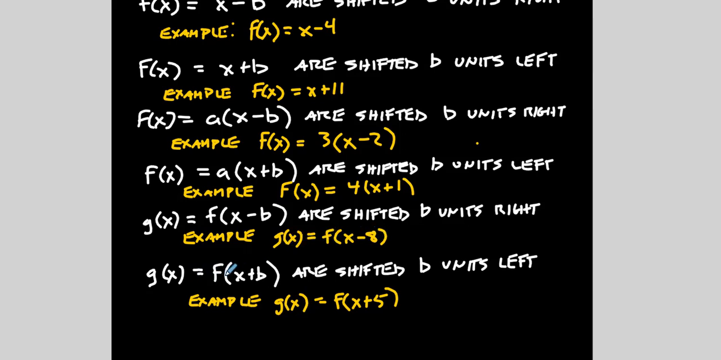And then g of x equals f of x plus b would be shifted b units left. An example here would be g of x equals f of x plus 5. So g would be the function f shifted 5 units to the left.